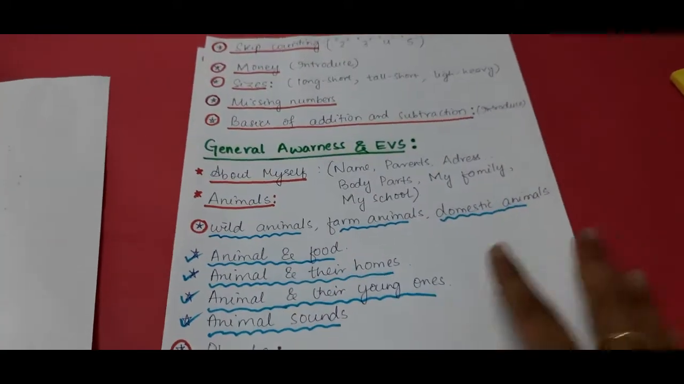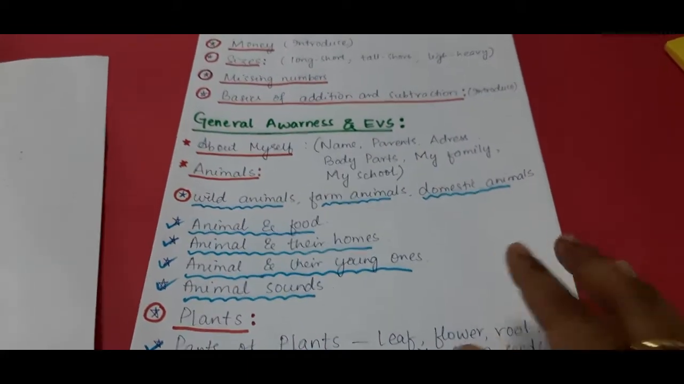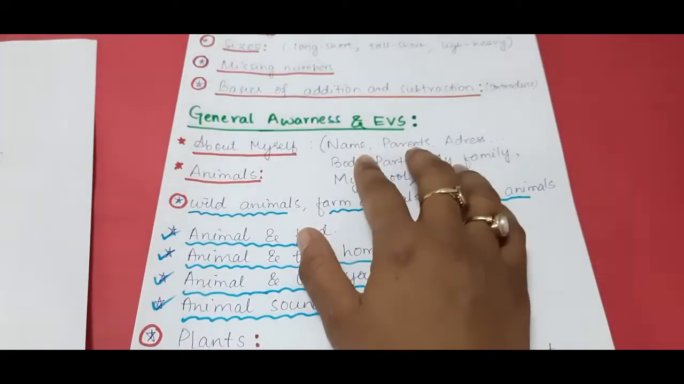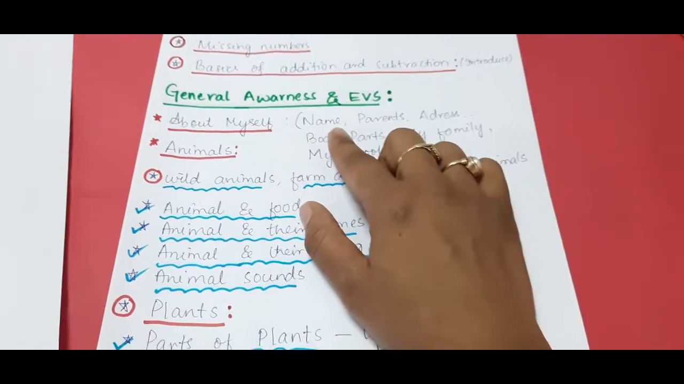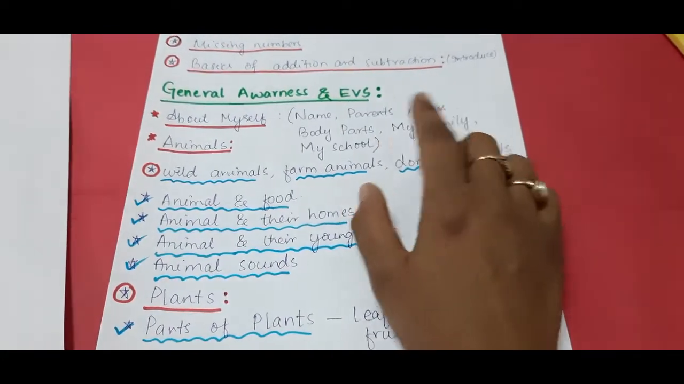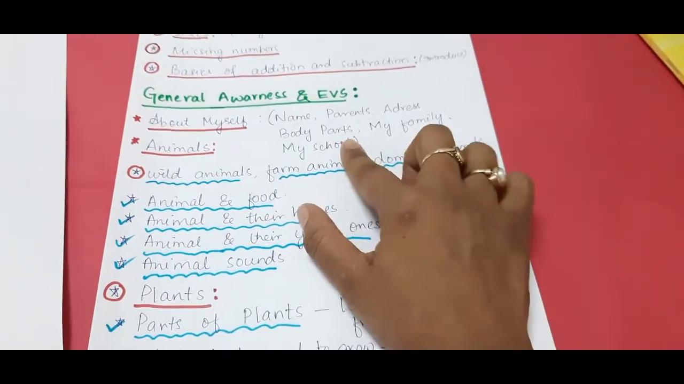Next is general awareness and EVS. This is the last and very, very important one, because this forms the base of their knowledge. So here, about myself: what is their name, parents' names, address, where do they stay, about their body parts, about their family, and school. If they're not going to school, then you can skip this one.